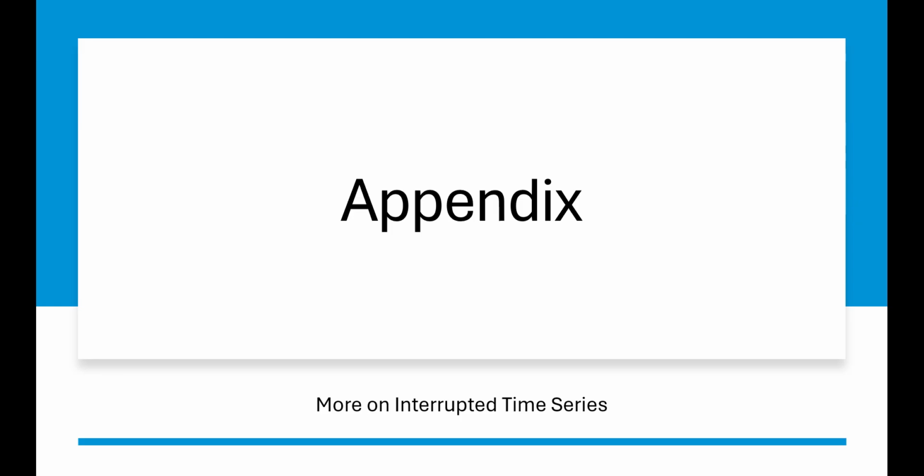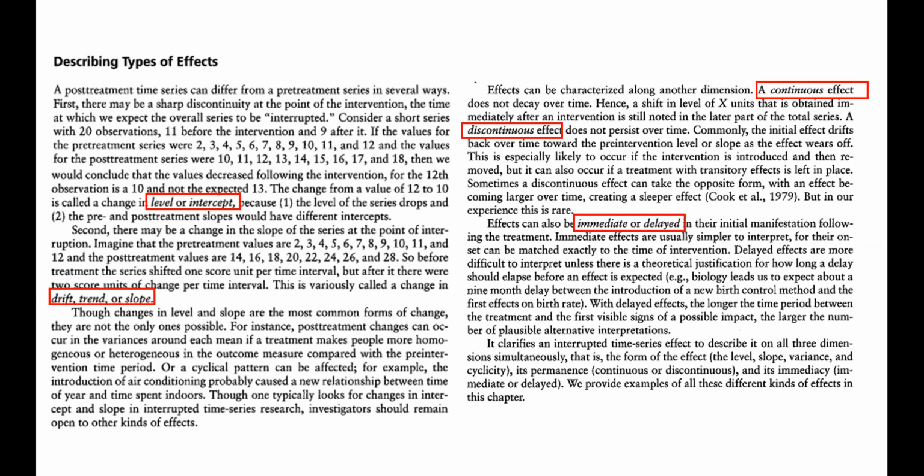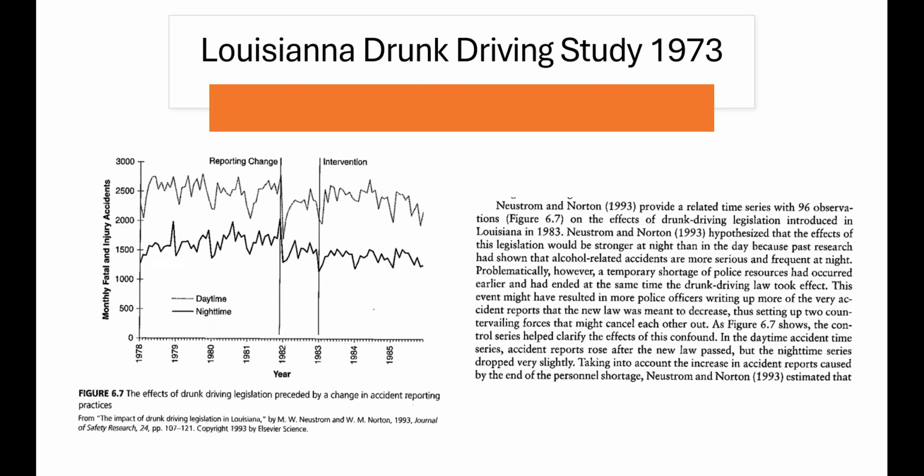And we have an example in the appendix. First, we have just some more definitions on what type of effects we may see, and then we have an example of multiple interruption periods for Louisiana's drunk driving study in 1973.